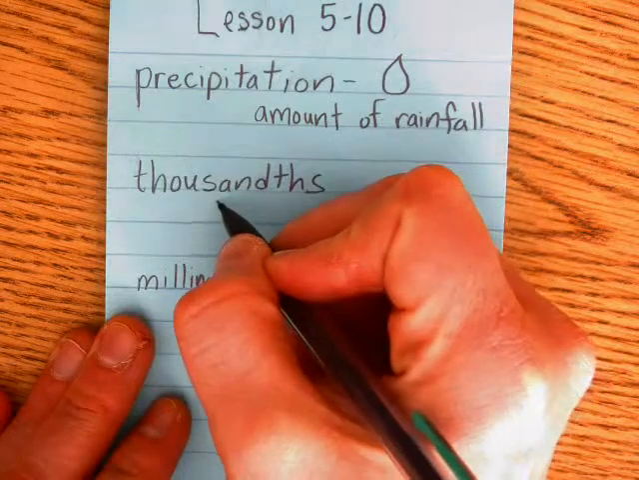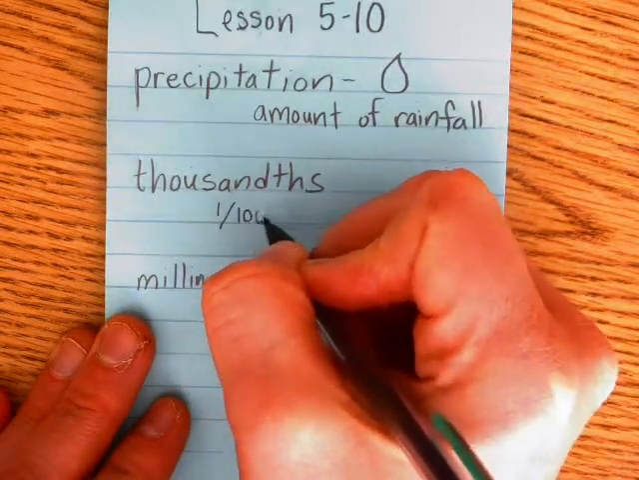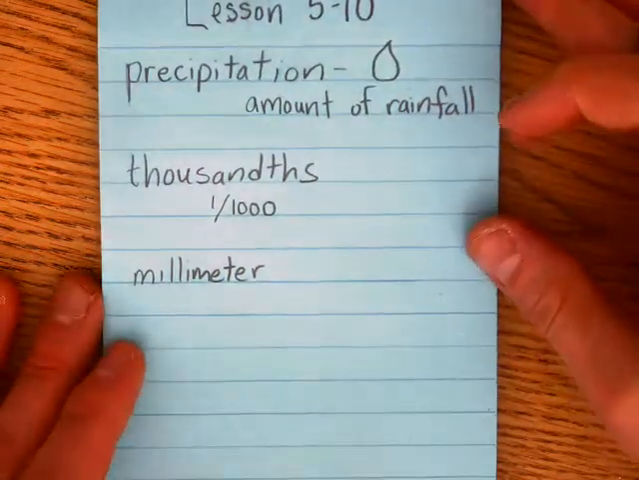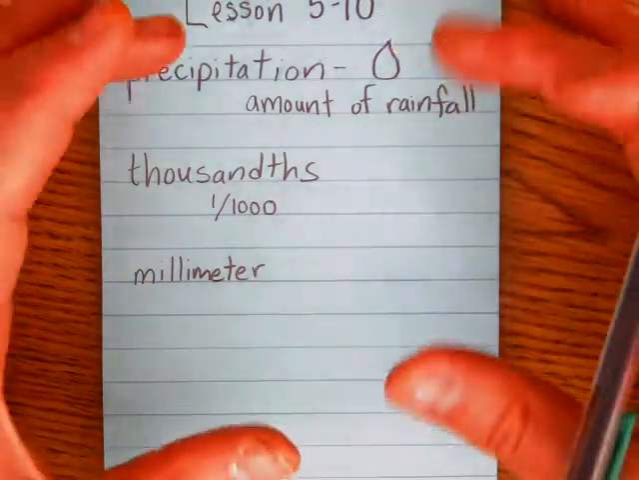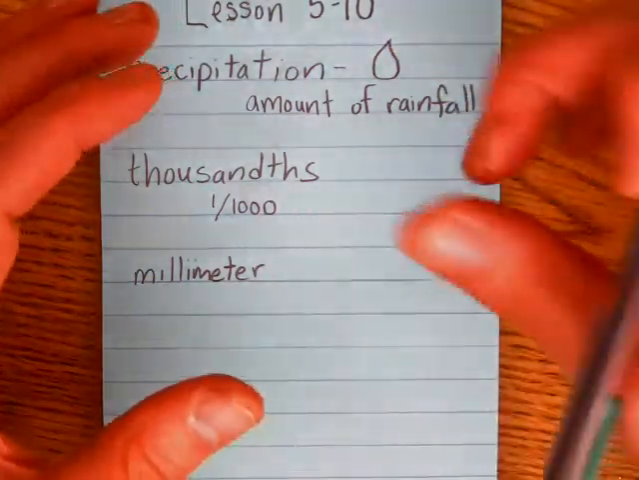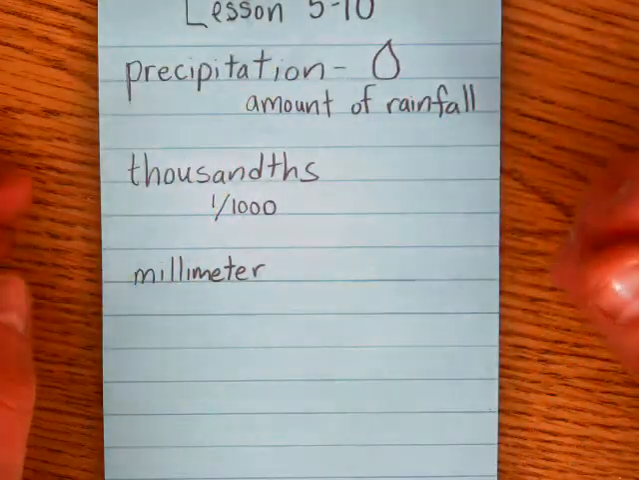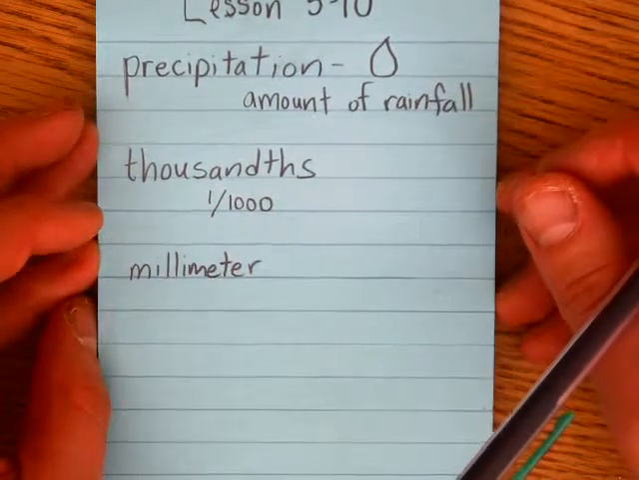Thousandths means 1 part out of 1,000 parts. Okay, so that's like if you have one of those big cubes, and if you chopped it up and took one of the smaller cubes out of it, then that would be 1 out of 1,000. So basically 1 out of 1,000.